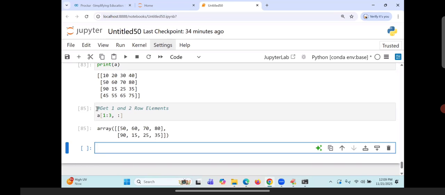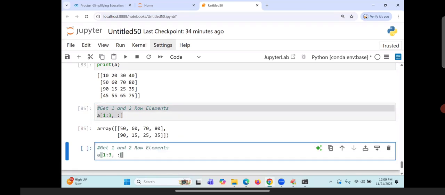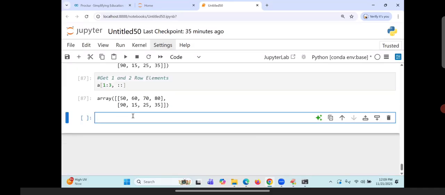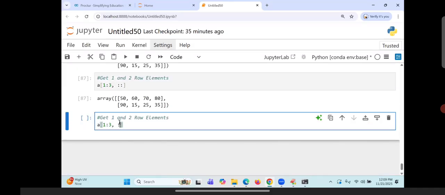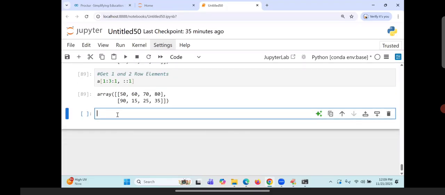You can also get it this way, students. Colon you can write. What is this now? Colon 1. Here also you can write colon 1. This also you will get. Are you following? These are the ways you can get it. Negative indices also you can write. Okay. Now I am going to enter print of A.